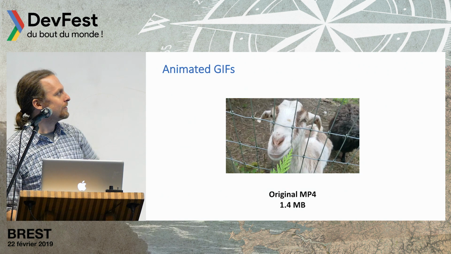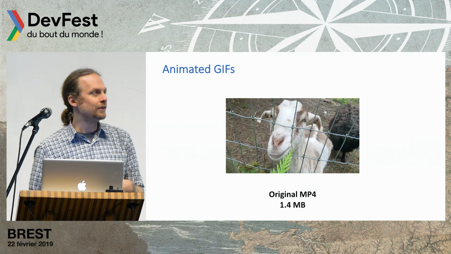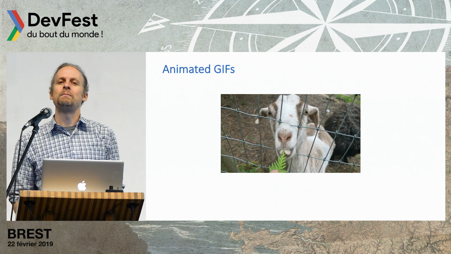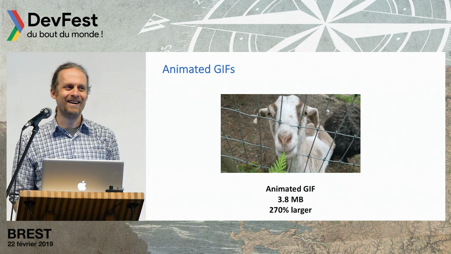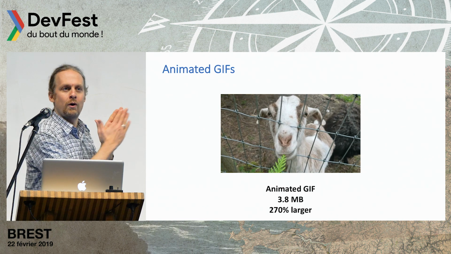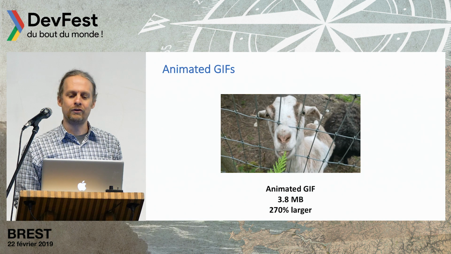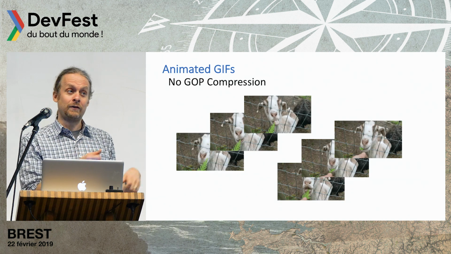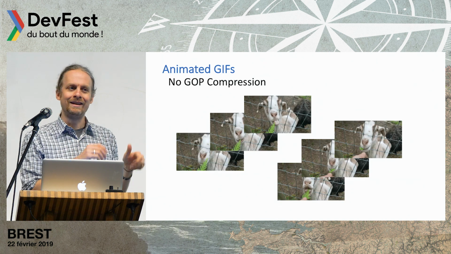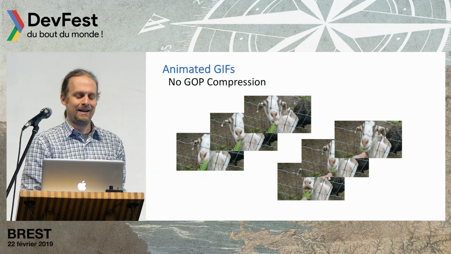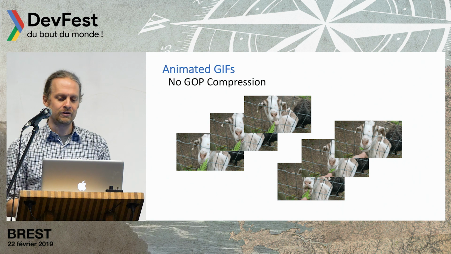As an example, the video of Nora the goat is 1.4 megabytes. When I turn it into a GIF, it becomes 3.8 megabytes, right? And the reason for this is that there's no compression through the time frame. If you have a GIF at 30 frames per second, it's literally 30 GIFs being flipped through every second. And that's why GIFs are so much larger.